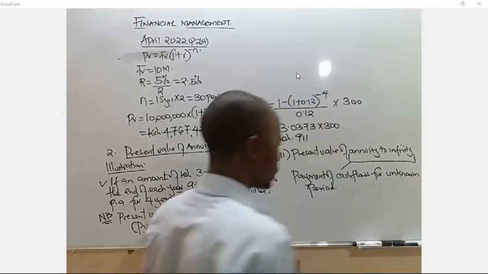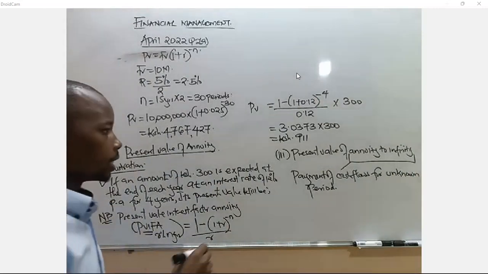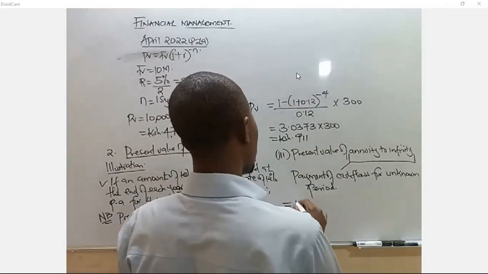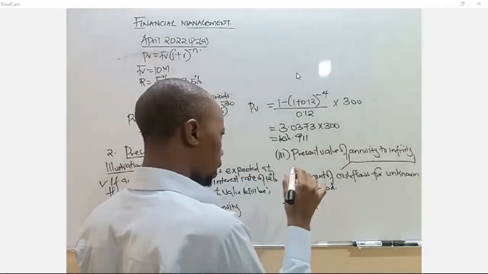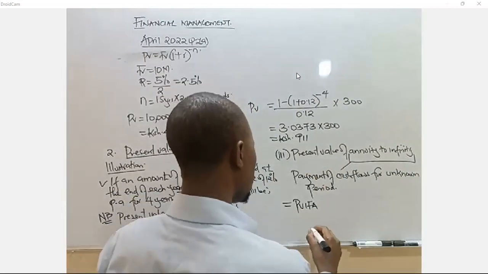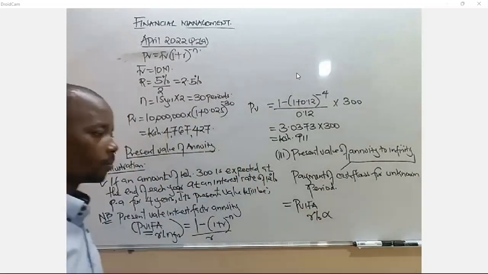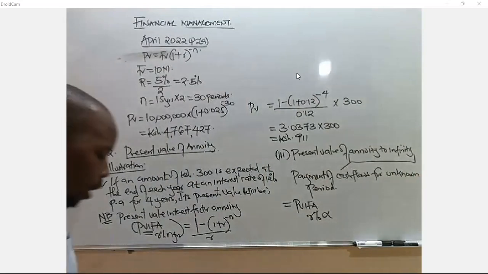It is the payment of cash flows for an unknown period. Now, in this case, it means that we are going to be converting this to get the present value interest factor annuity for the annuity to infinity. The rate is always known, but we are moving up to infinity. The period is the one which is unknown.